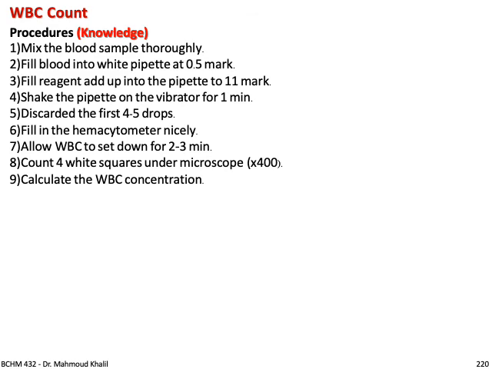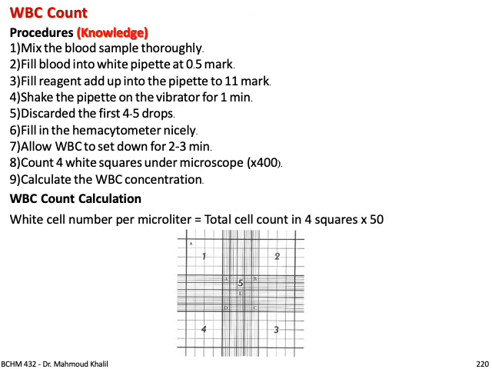The white blood cell count procedure is only for knowledge, and as we said before, you use the same hemocytometer. You count the total number of squares on the periphery from 1 to 4 and then multiply by 50.